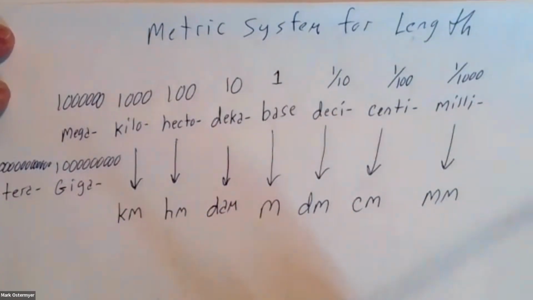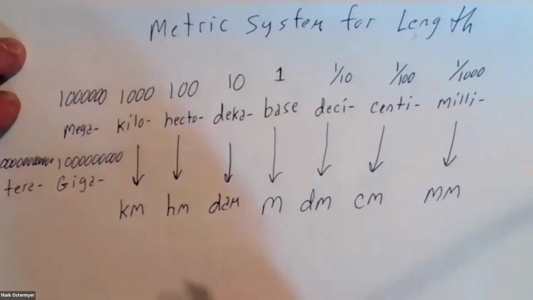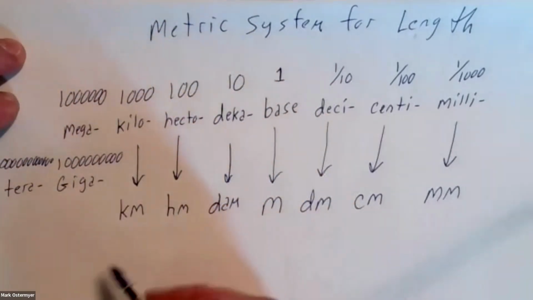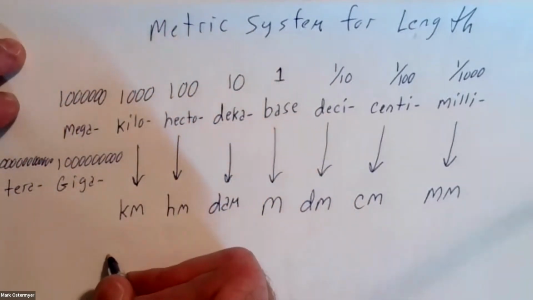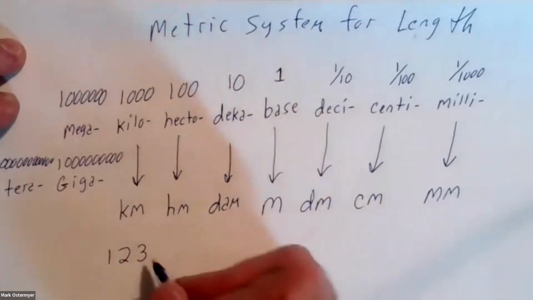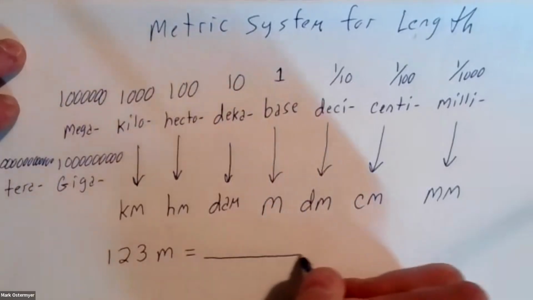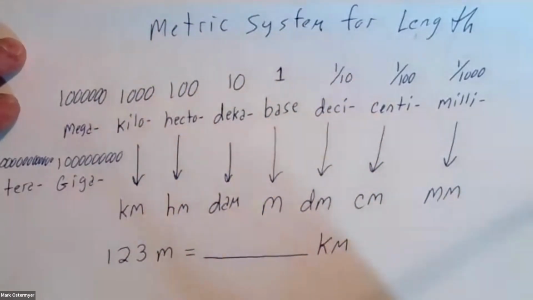Is this making sense here with the metric system so far, ladies? Now, it's very easy to compute within the metric system. It's actually a piece of cake. For instance, ladies, let's say that the distance between my home and the road is 123 meters. And I want to convert 123 meters to kilometers. It's a very, very simple thing to do.